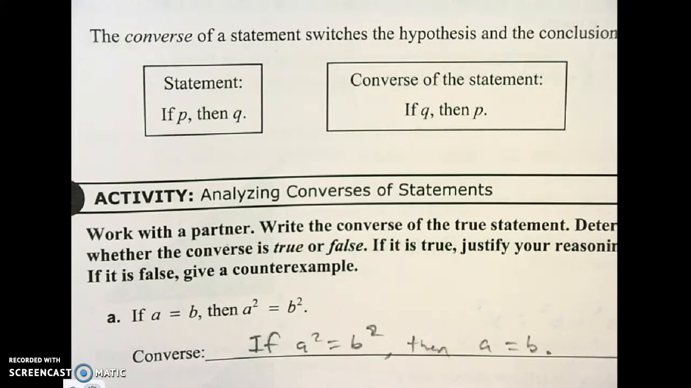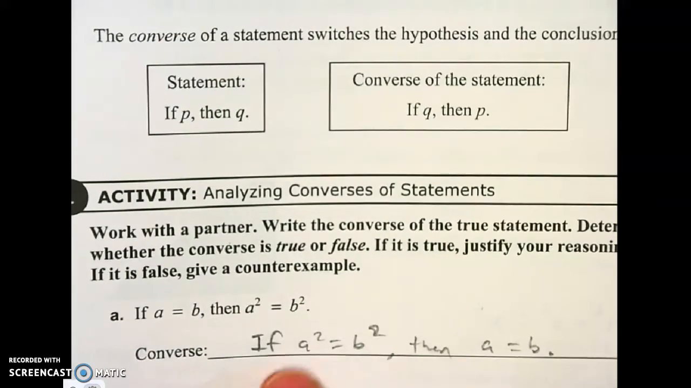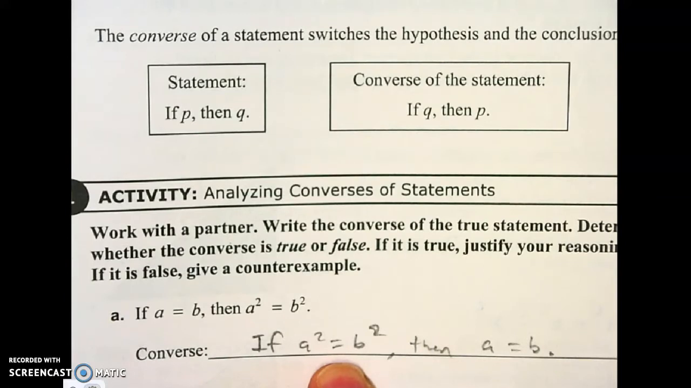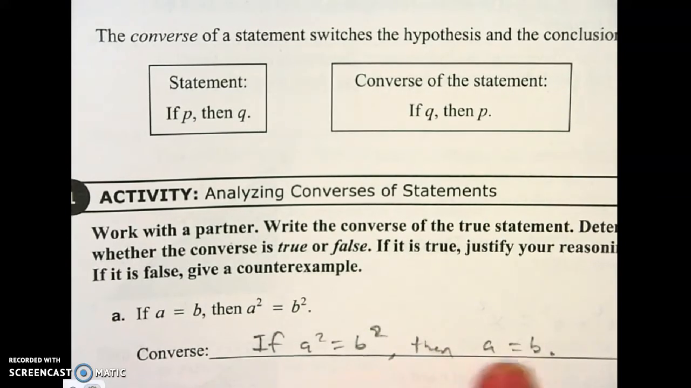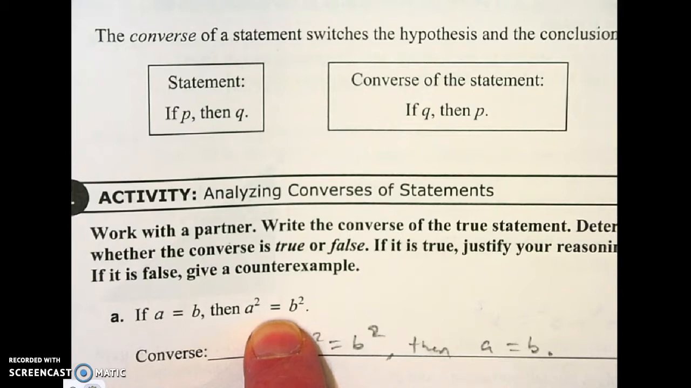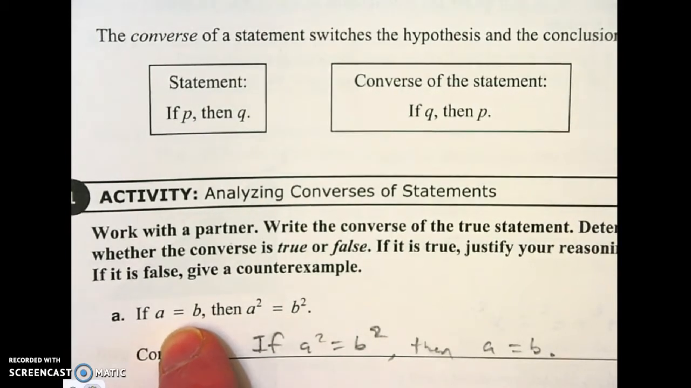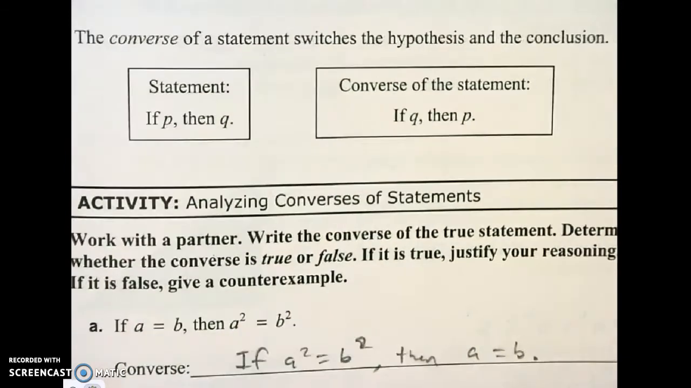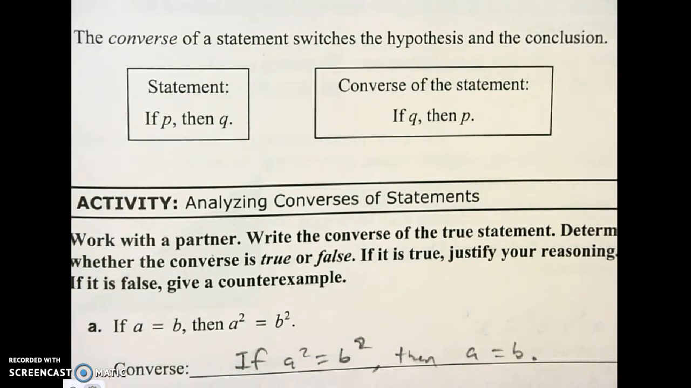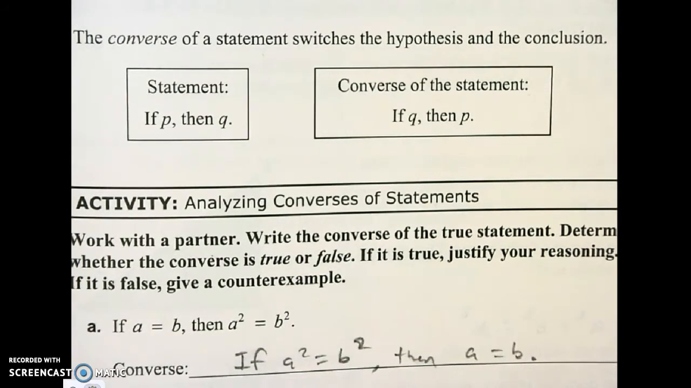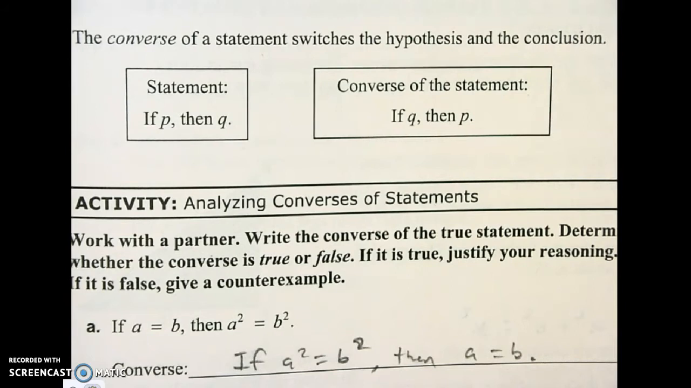So this first one right here is, if A equals B, then A squared equals B squared. So I wrote it backwards. If A squared equals B squared, then A equals B. All I did was take the last part and list it first, and the first part and list it last. You need to decide and find if there is a counterexample or if it's true or false. You'll be doing that on the other ones.